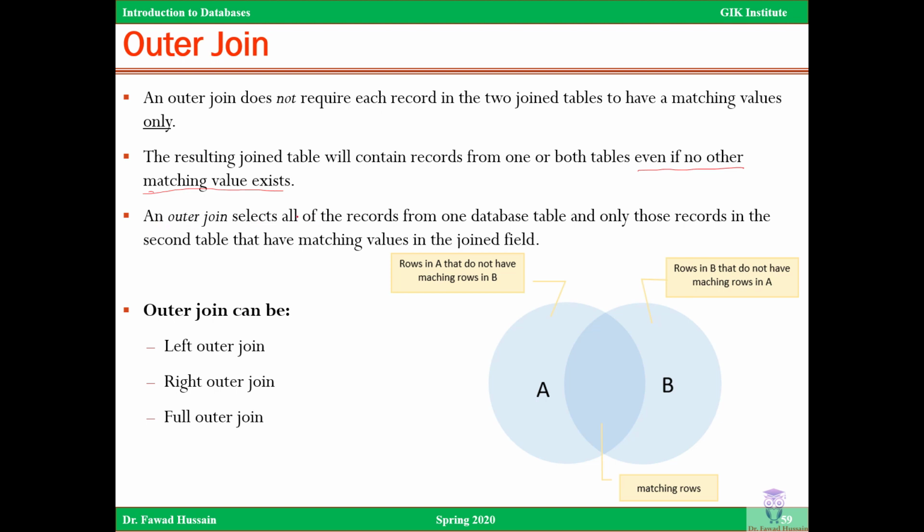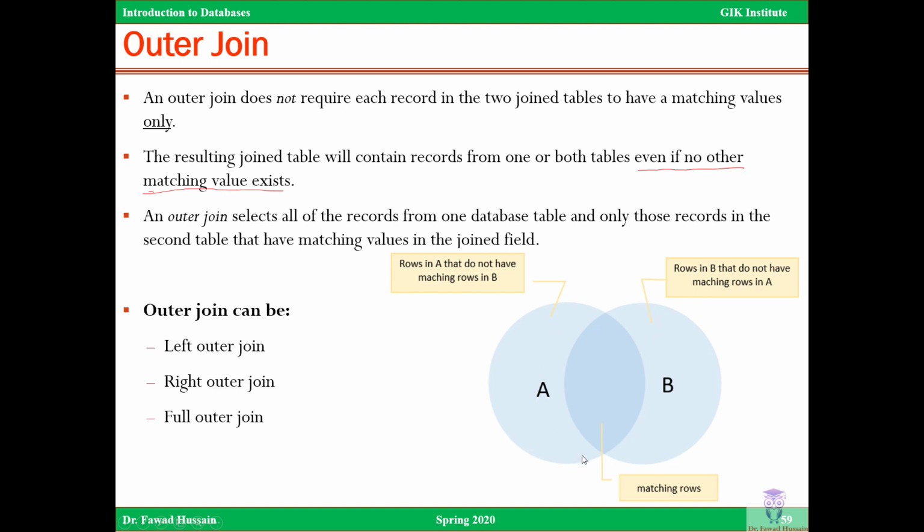So the outer join selects all the records from one database table and only those records in the second table that have a matching value. So they don't have to be common between the two. This is a good representation of what a join looks like. This is table A and this is table B. These are the values, not the attributes, the rows which are common between the two tables.